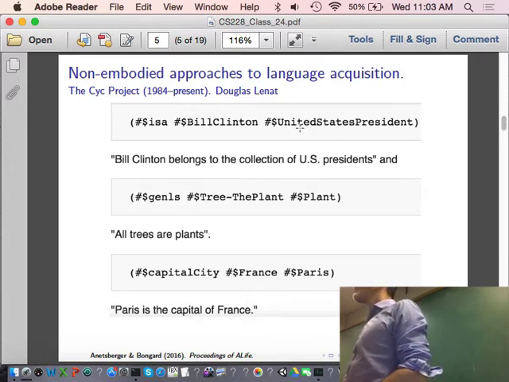There's a problem with this approach, however. What's the problem? Is this how you learn language? For those of you that speak another language other than English, is this how you learned it?